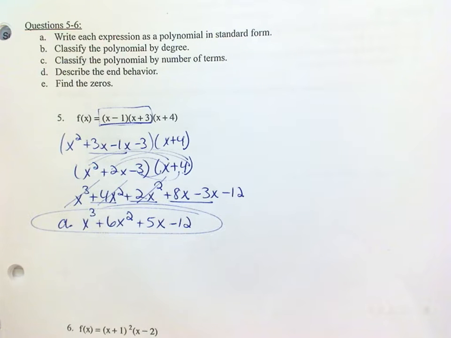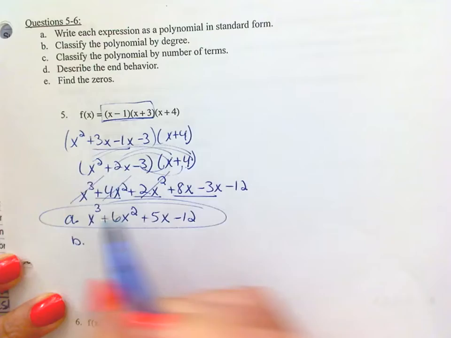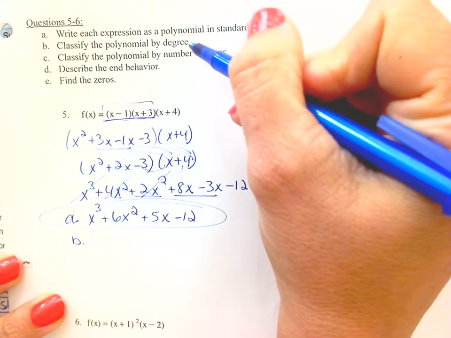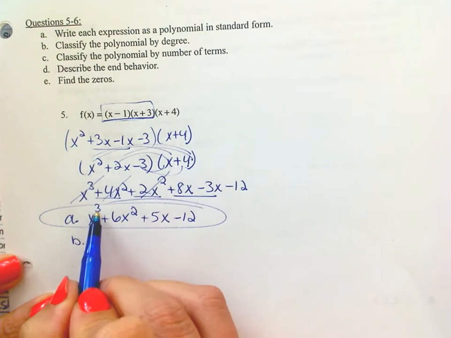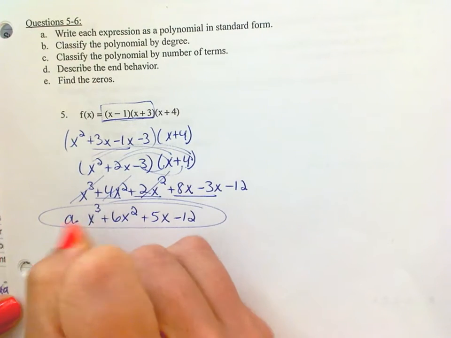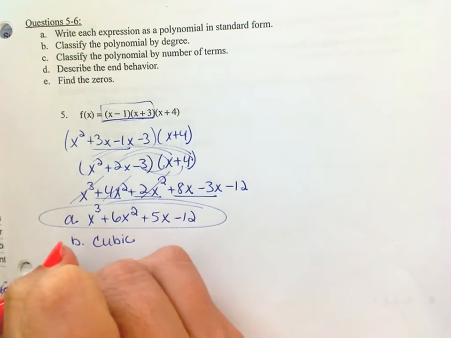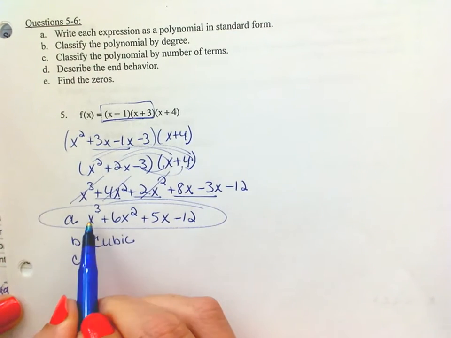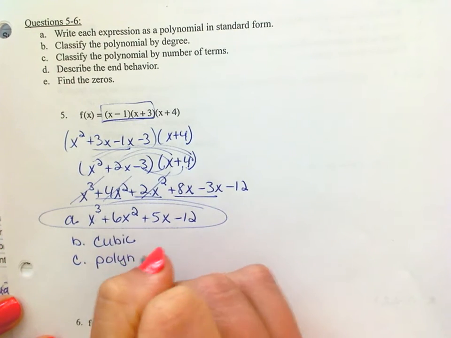For part B, classify the polynomial by degree. So using part A, part B and C kind of go together. It's by degree and number of terms. So the degree is your highest exponent. It's an x to the third. So that means it's cubic. In part C, there's 1, 2, 3, 4 terms. So we're just going to call it a polynomial.